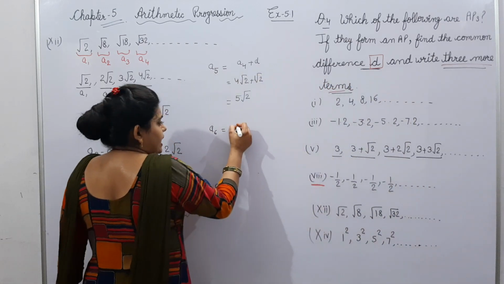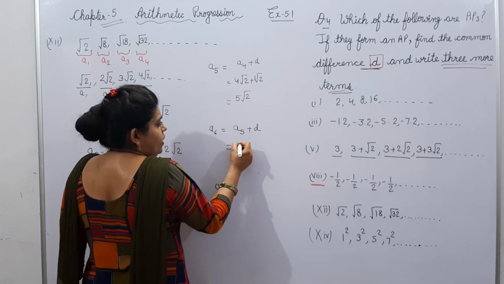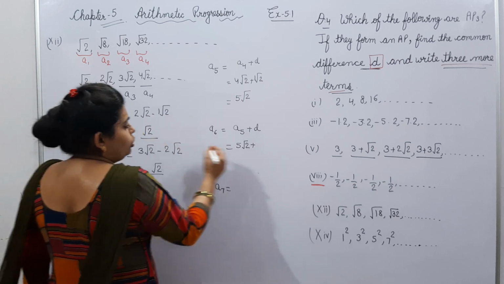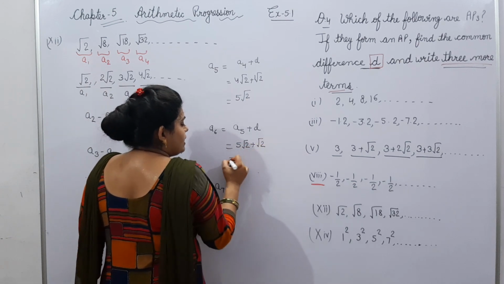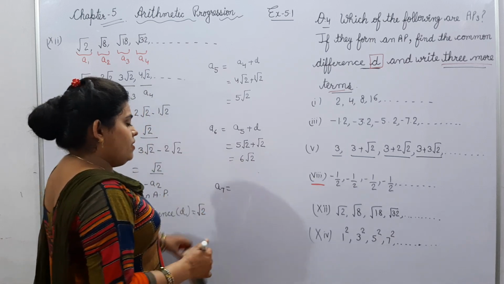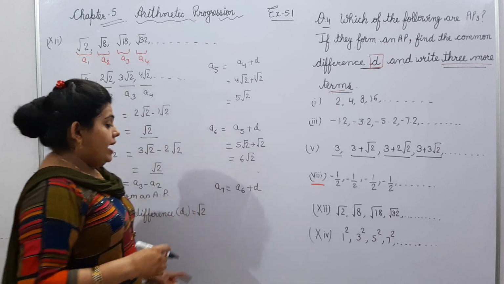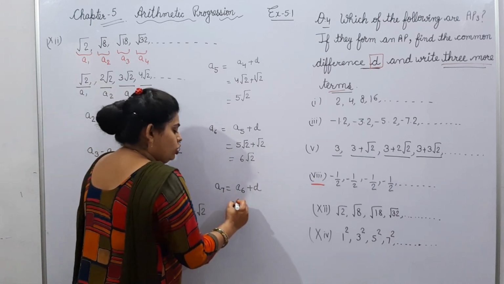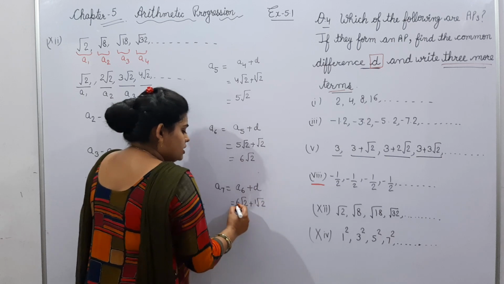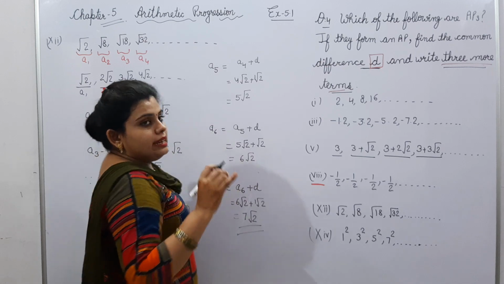Now A6 will equal to A5 plus D. What is the value of A5? 5 root 2. And what is the value of D? Root 2. Now what we will get? 6 root 2. Now what is the value of A7? A6 plus D. Now A6 is equal to 6 root 2. And D is root 2. 1 root 2. 6 plus 1, 7 root 2. These are the next three terms.